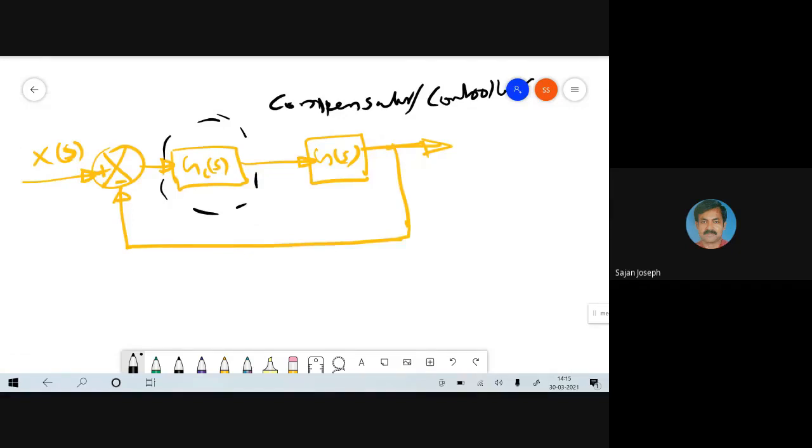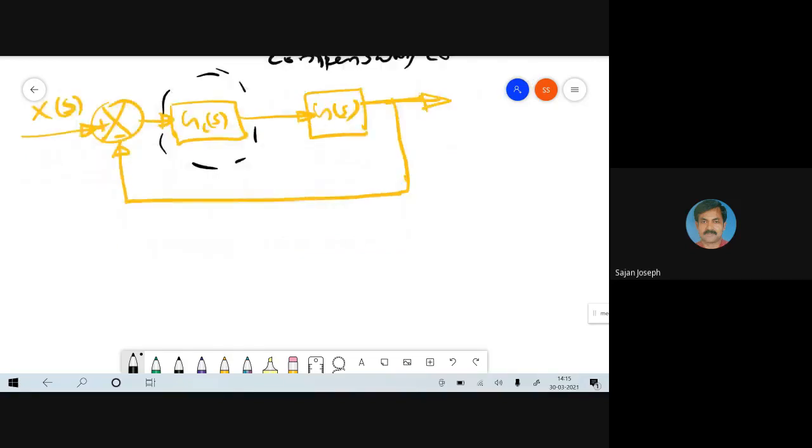And what are the things to be satisfied? Once the system is modified, its static velocity error should be equal to 0, and the maximum overshoot shall be less than 17%, and the settling time should be less than 2 seconds.